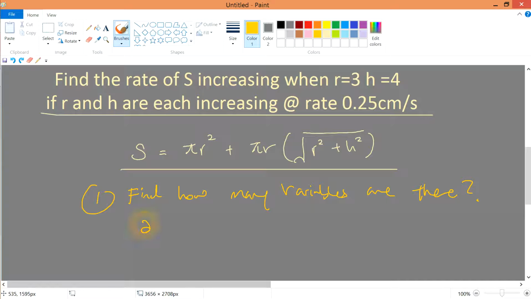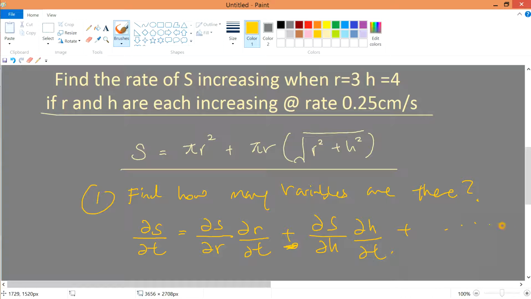So we'll have partial S over partial T, because we're going to change in terms of time, the rate in seconds. So you have partial S differentiated in terms of R, times partial R over partial T, plus partial S differentiated in terms of H, times partial H over partial T. This is the standard. Every time it is plus. If it has more variables, then you add another few terms, and so on.